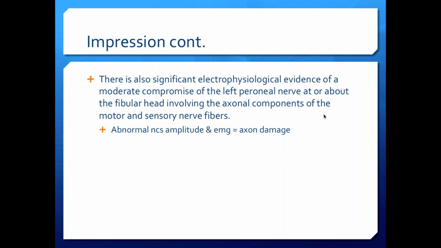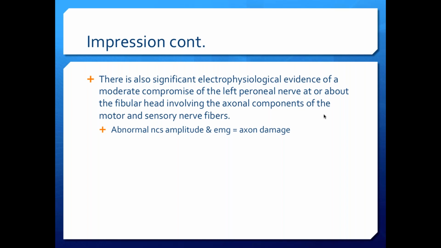So our impression is continued. We have another impression that there's also significant electrophysiological evidence of a moderate, again, severity is debatable, compromise of the left peroneal nerve at or about the fibular head, involving the axonal components of the motor and sensory nerve fibers. We have abnormal sensory and motor amplitude, and we have abnormal EMG. So that indicates axonal damage.